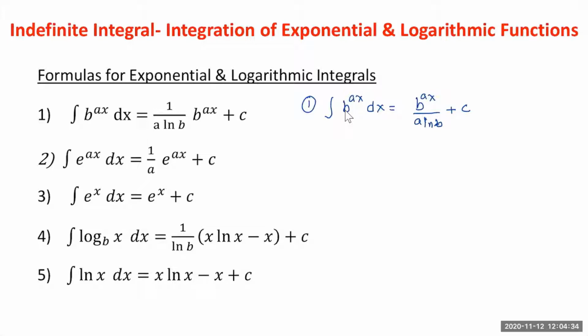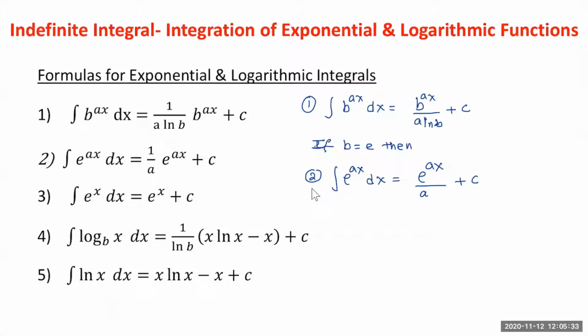Now, if I substitute this b by Euler's number e, so if the value of b is equal to e, let's see what we get. Then we get the second formula. It will be the integration of e raised to ax with respect to x. If I plug in e for b, then it will be e raised to ax, divided by a as it is, and then the natural log of b, which is the natural log of e, which is 1. So it will be e raised to ax over a, then plus c. So that's your second formula. If we substitute b equal to e in the first formula, we get the second formula.